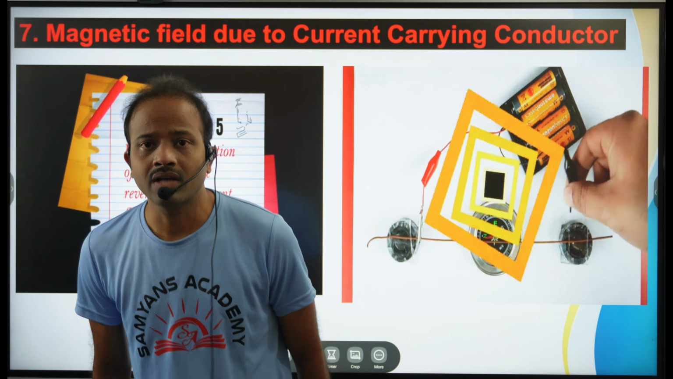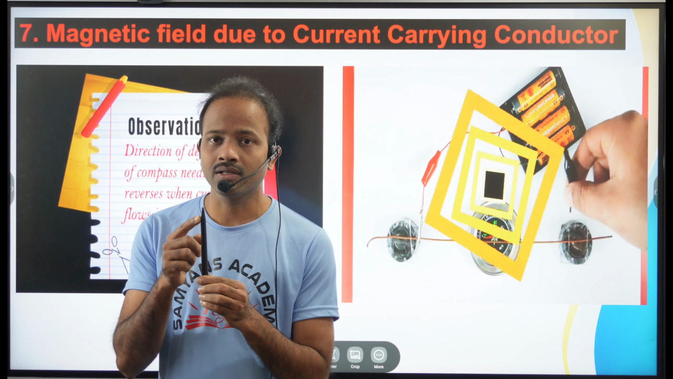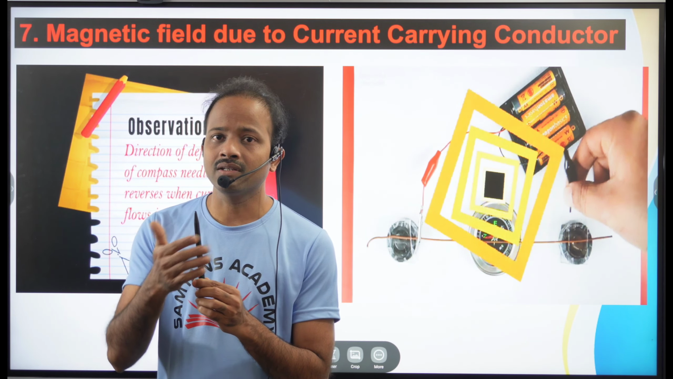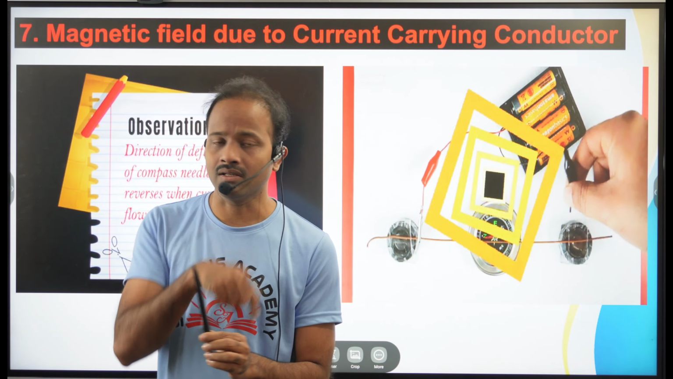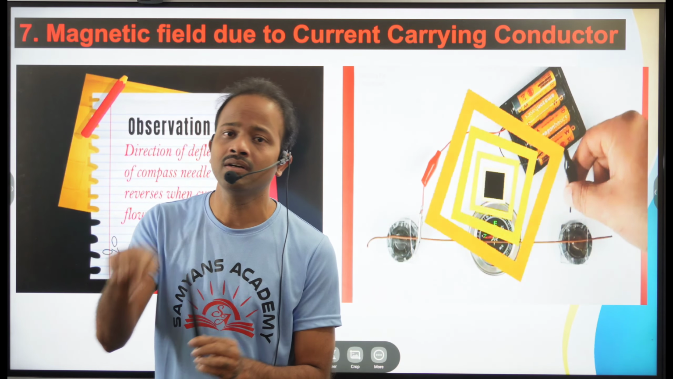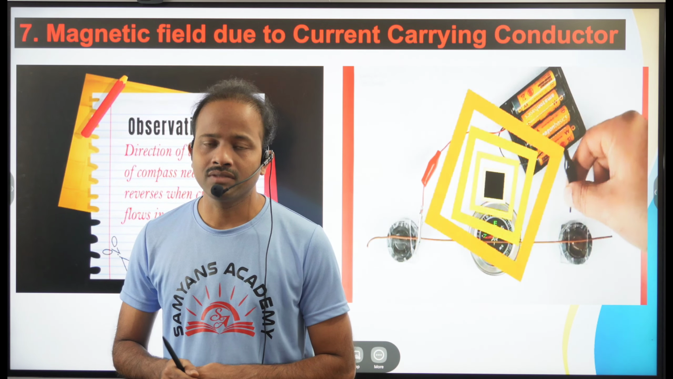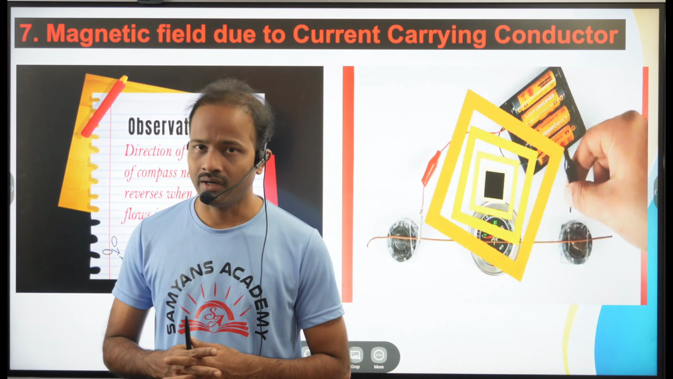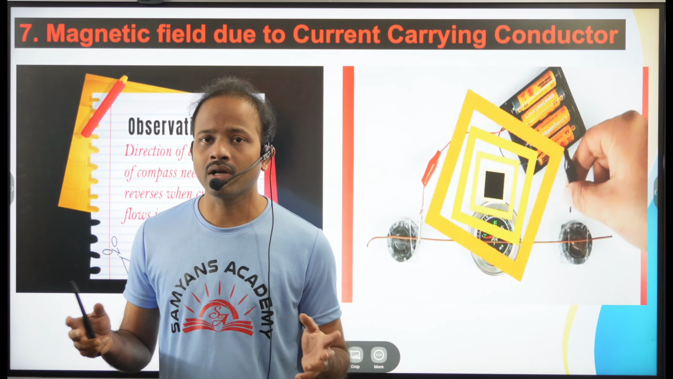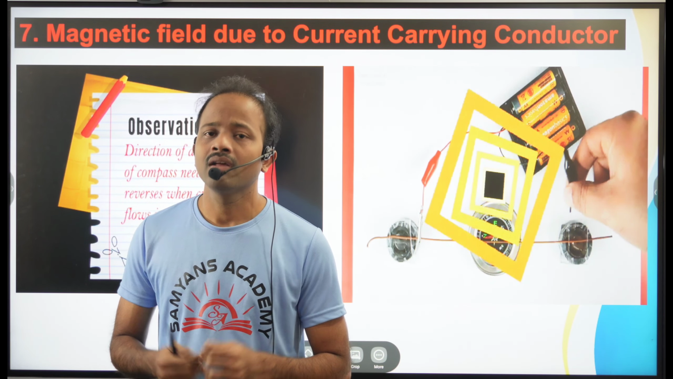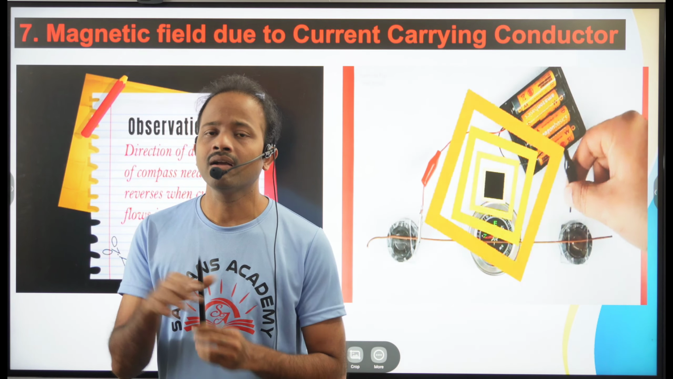From these activities we can confirm that when current is flowing in the upward direction in the current carrying conductor, we can see the magnetic field lines around it. How do they form? In concentric circles. All magnetic field lines are formed in concentric circles, right? And in the next activity we have seen that when you increase the amount of current, the deflection in the compass needle also increases. More current produces more magnetic field, less current produces less magnetic field around the current carrying conductor.